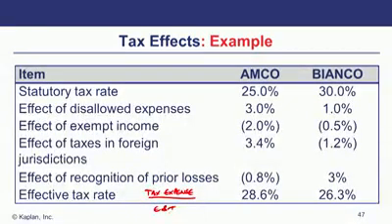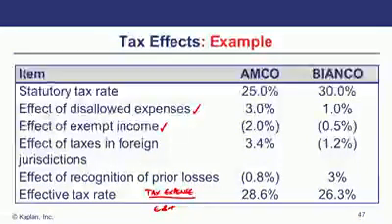Now of course they may differ because of disallowable expenses, items that hit the income statement that aren't going to go through the tax return. Notice disallowable expenses essentially are increasing the effective tax rate. Exempt income, so income that's in the income statement but doesn't get taxed. Well again, this is going to reduce the effective tax rate.